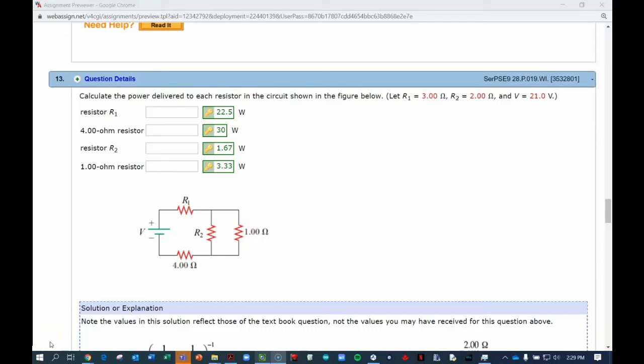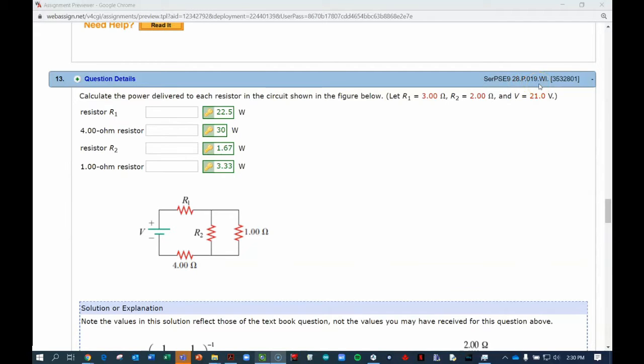So this is a continuation of a video I shot just a few minutes ago where we're solving this problem number 13 for my AP Physics circuit review on WebAssign. And this is from Physics for Scientists and Engineers, Volume 9, Chapter 28, Problem 19, WI.